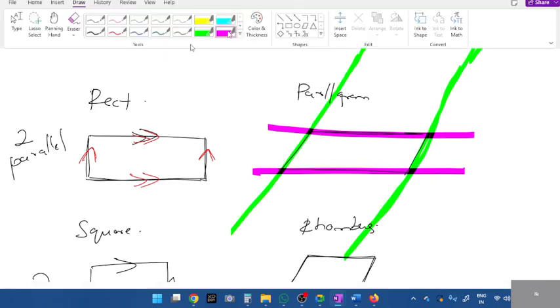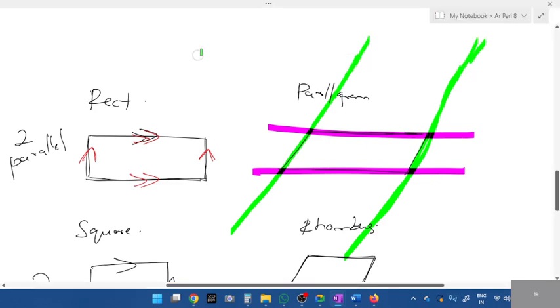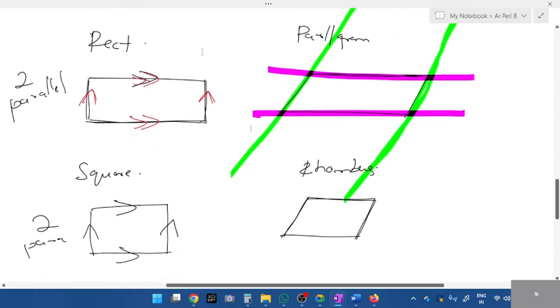Okay. Even this has how many parallel lines? How many pairs of parallel? Two pair. Pair meaning is two. So there are two pairs of parallel lines. Even for rhombus, there are two pair.